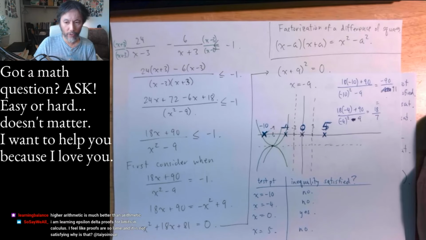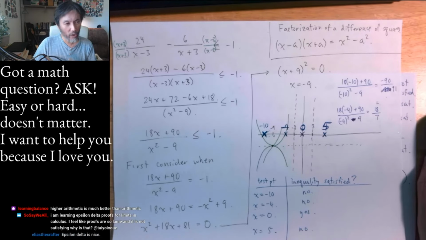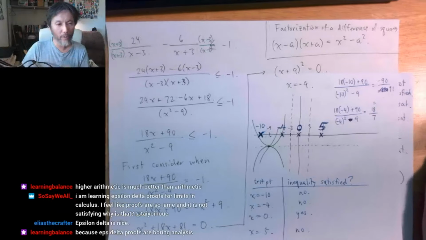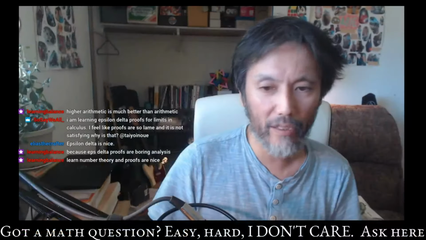You feel like the proofs are so lame and it's not satisfying, because it's drudgery. Actually applying stuff is lame. But there is a lot to be appreciated, I would say, just in the definition itself. I think that's actually quite beautiful. The epsilon delta definition of limit is actually quite beautiful.